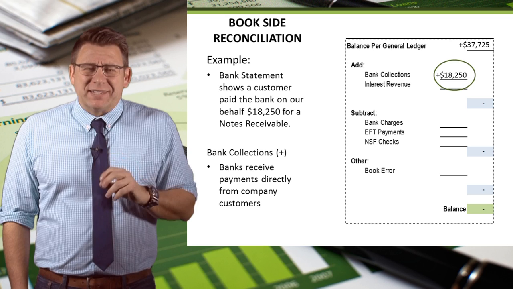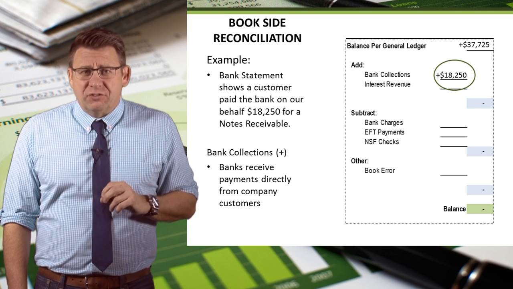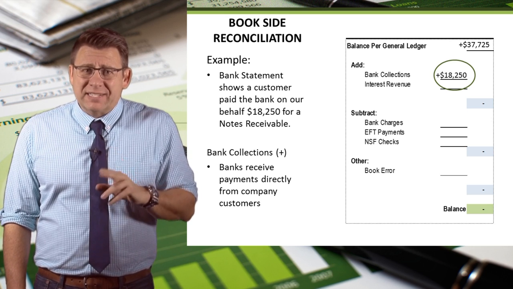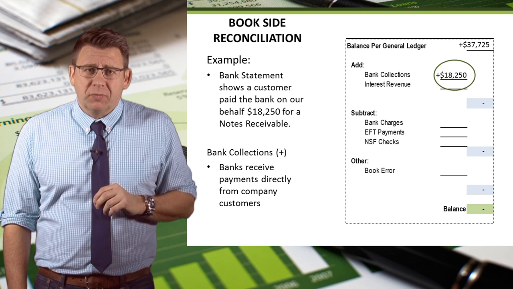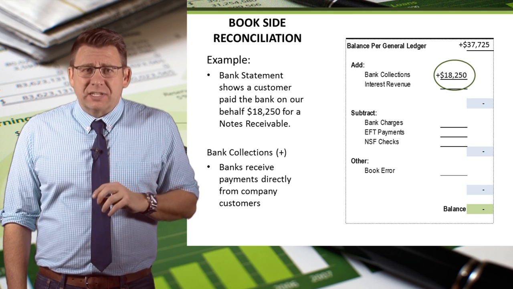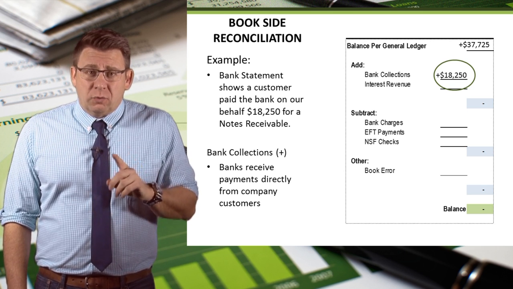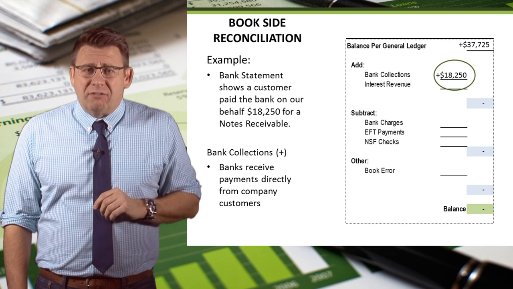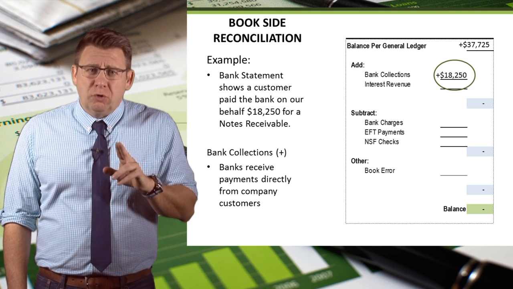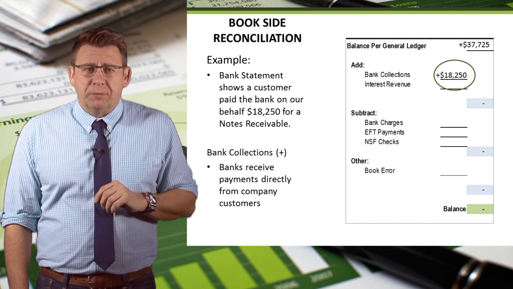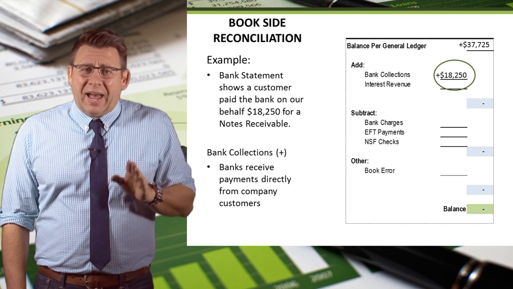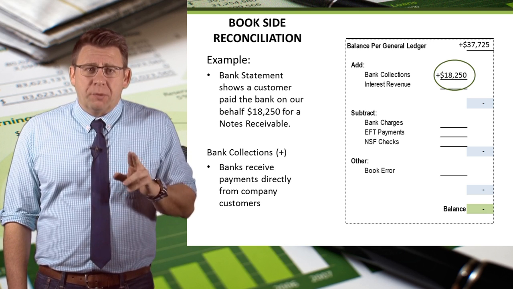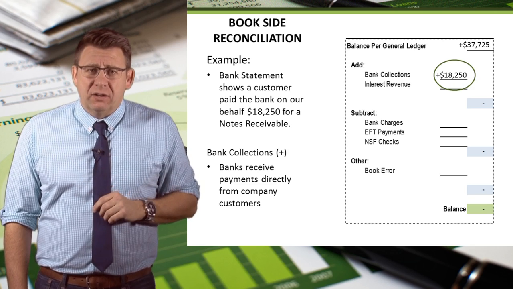Let's assume the bank statement shows a collection of $18,250 that hasn't been recorded in the books. It is common that customers could send money to the bank directly on our behalf. Let's also assume it is a collection of a note receivable. So we would add $18,250 to the book balance because it was added to the bank balance.